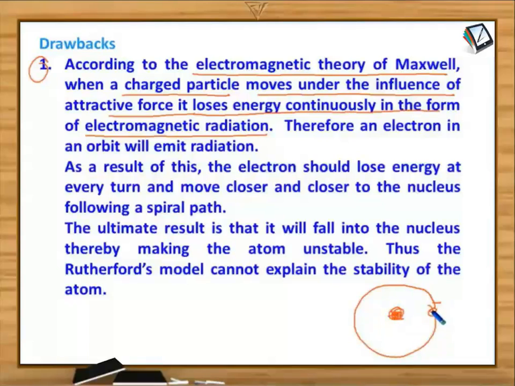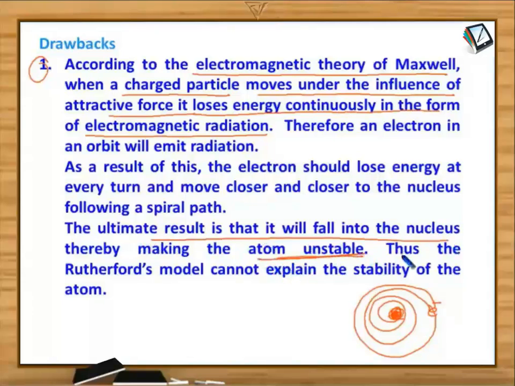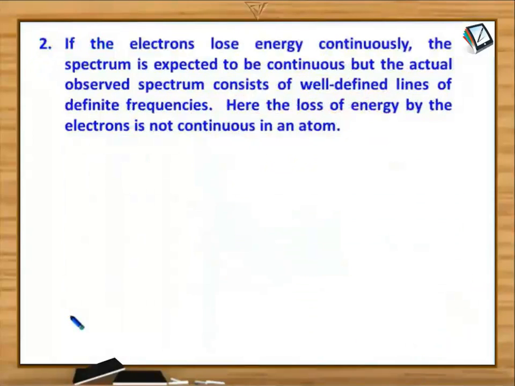So when it loses energy, what should happen? As a result of this, the electron should follow a spiral path and finally it should fall into the nucleus. And the ultimate result is that it will fall into the nucleus, thereby making the atom unstable. Thus, the Rutherford model could not explain the stability of the atom.